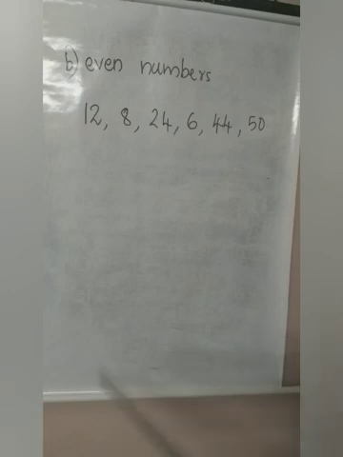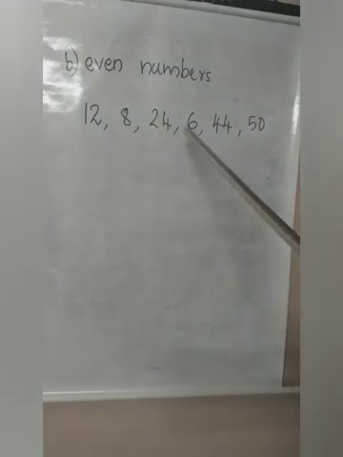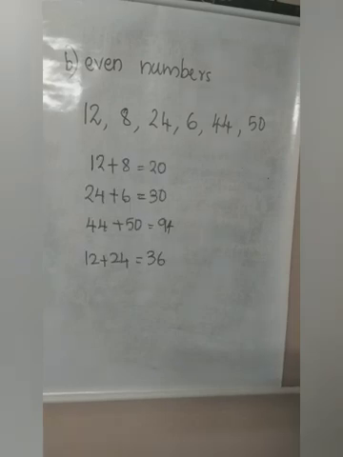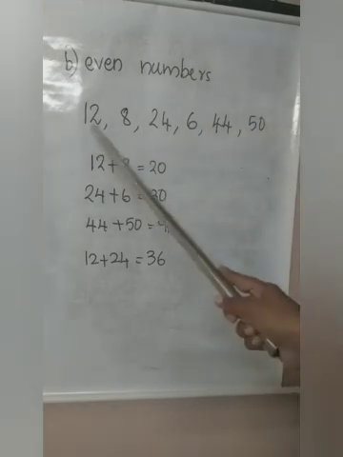Numbers with 0, 2, 4, 6, 8 digits in the ones place are even numbers. So, these are even numbers, isn't it? 12, 8, 24, 6, 44, 50, etc. Now, we have to check what we get when we add any two even numbers. Taking even numbers from this set, we can check the sum. First I took 12 and 8.